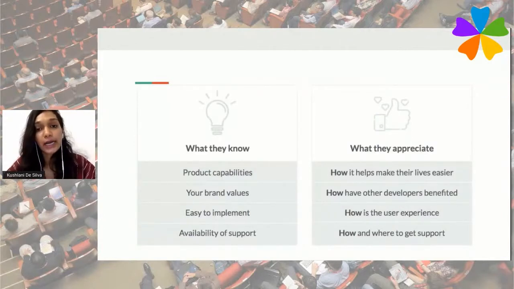So what I kind of analyzed from this survey and from some of the other conversations and from my experiences as well is that in developer marketing, or in any form of marketing, really, there are 2 sets of things. Obviously, the first set of things that you can see on the left hand side of my screen are the things that they know. So everybody knows a product's capabilities. They know what you might stand for as a brand. They know that your product is easy to implement. They know that there's support available.